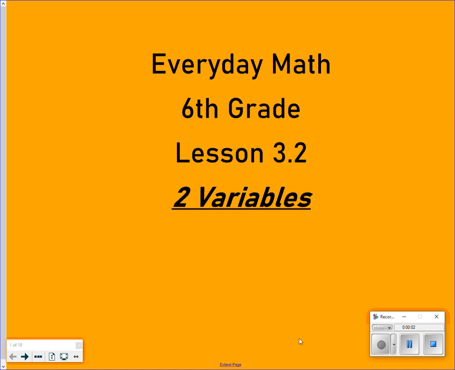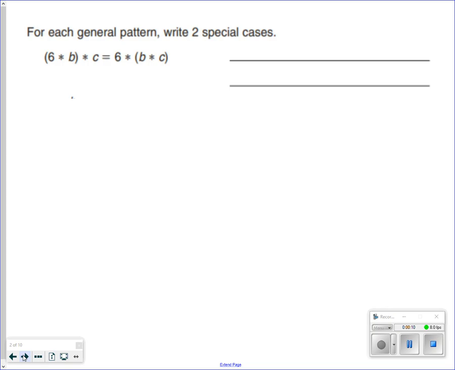Hello, sixth graders. Today we're working with two variables. Last lesson we were working with one variable. Now we're going to be working with two variables and checking out the general patterns with those two variables. For example, we have 6 times b times c equals 6 times b times c.